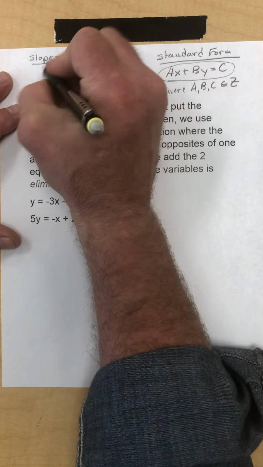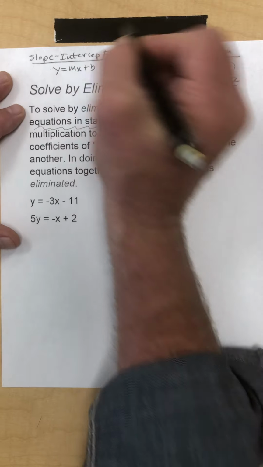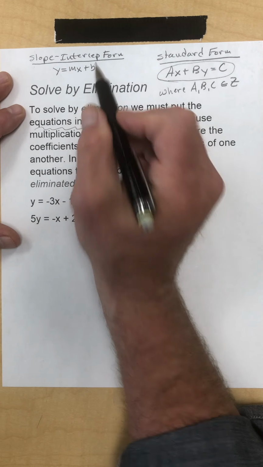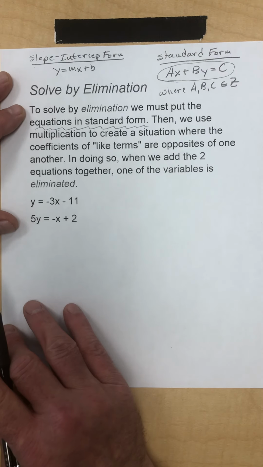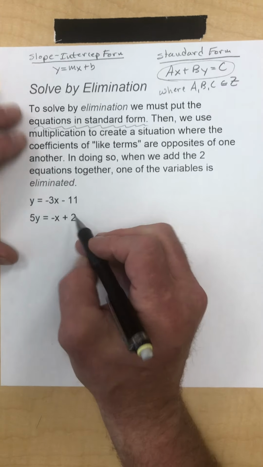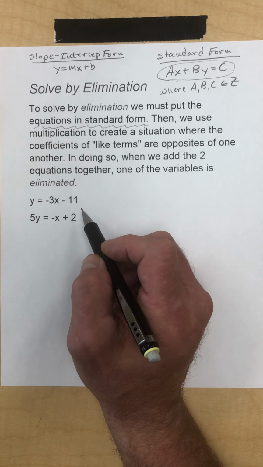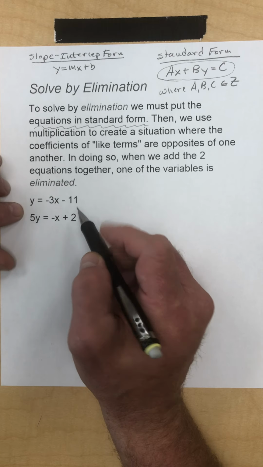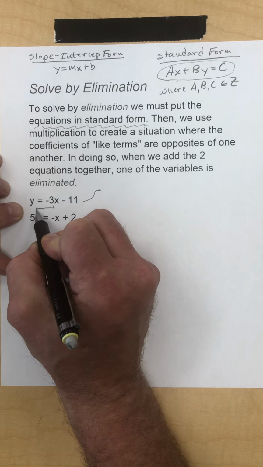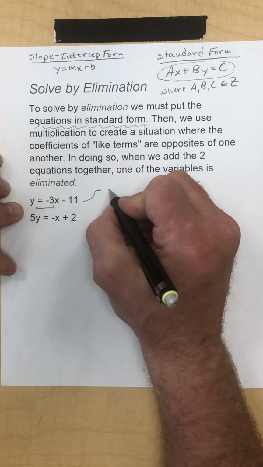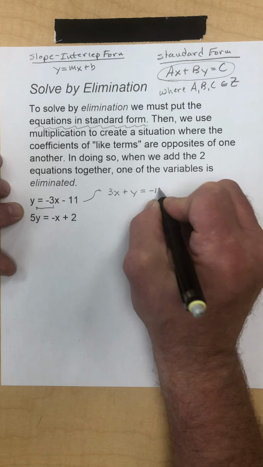Okay, so you get y equals mx plus b, where m is your slope and b is your y-intercept. But the higher you go in math, the more you start seeing this standard form. The very first thing I would do is, if I had any fractions or decimals, I'd get rid of them. But notice I don't. So really, all I have to do is take that negative 3x and move it over to the left-hand side, so I'd get 3x plus y equals negative 11.